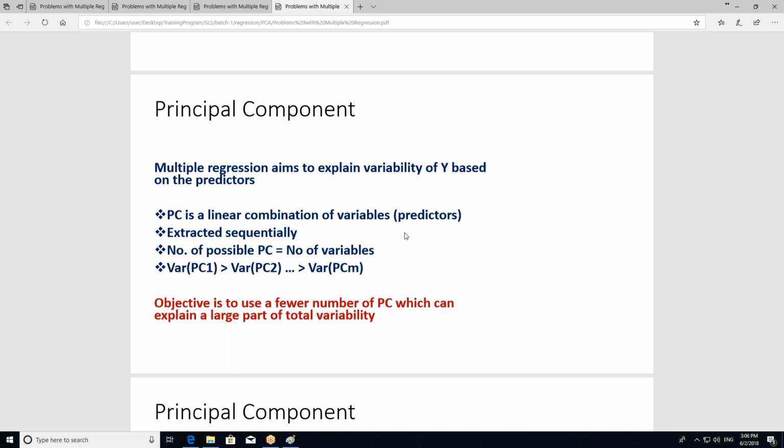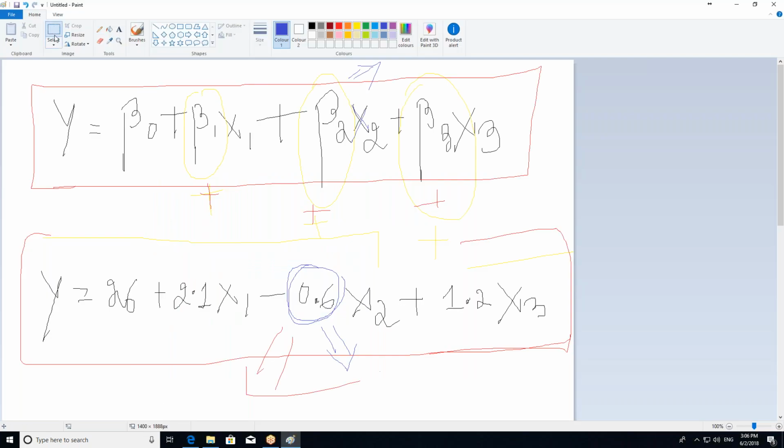Lakshmi, can you repeat the last point over there? Variance of PC1. So here, okay, Sunil, he is sleeping, is it? I will check with him. Let me check.